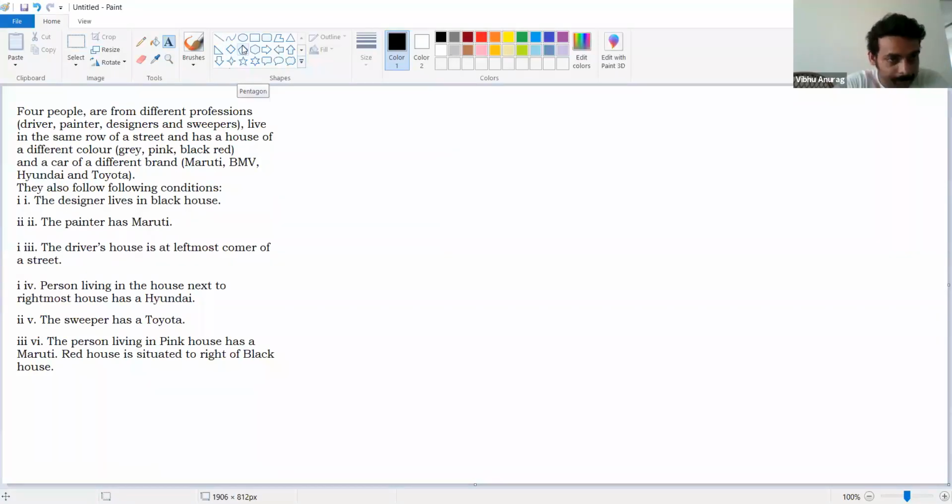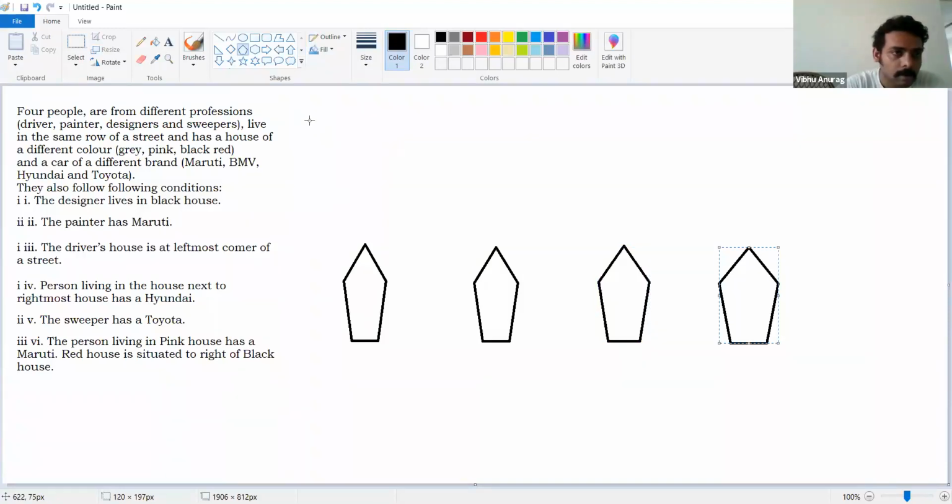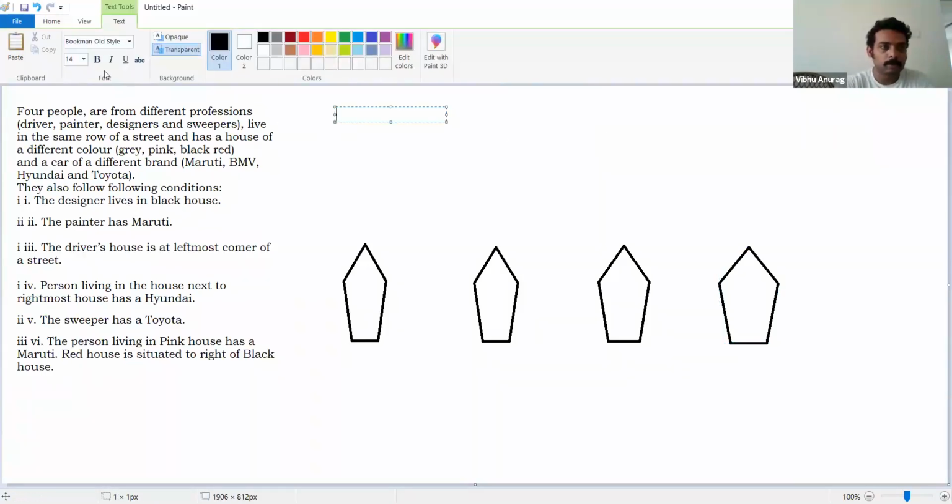Okay, now see here. Just mark 4 houses. So this is house number 1, house number 2, house number 3, house number 4. Okay. And there are 4 people. So we know that the designer lives in the black house. So let me put some clues together over here. So the designer lives in the black house.